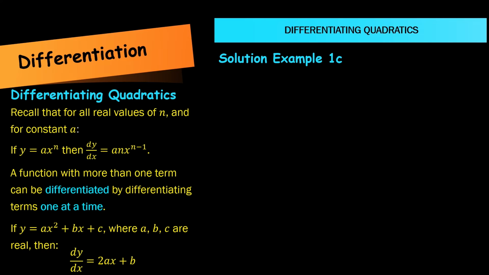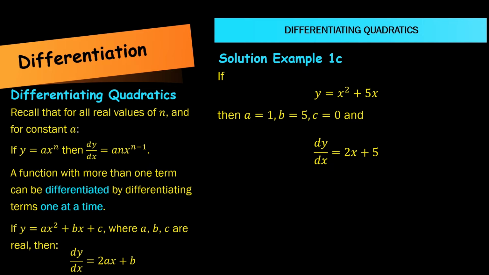And now for example 1c. We are required to differentiate y equals x squared plus 5x. This time we have that a equals 1, b equals 5 and c equals 0. And again, plugging in to the formula gives us dy dx equals 2x plus 5. So from here we obtained the values of a, b and c. And here we plugged into our formula for dy dx.